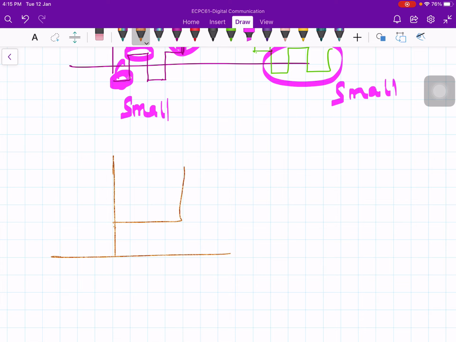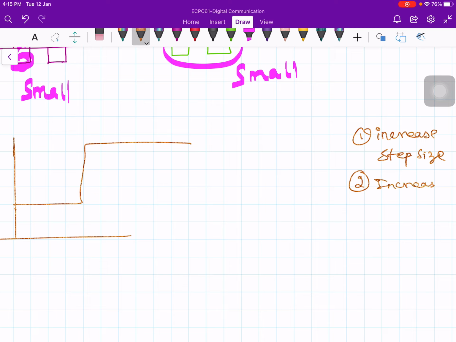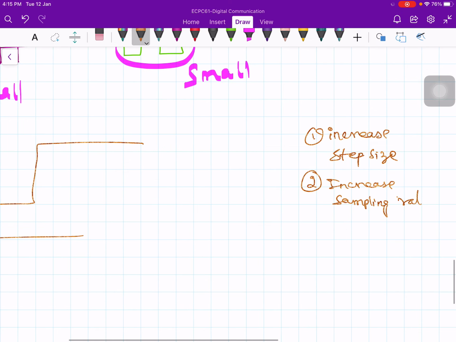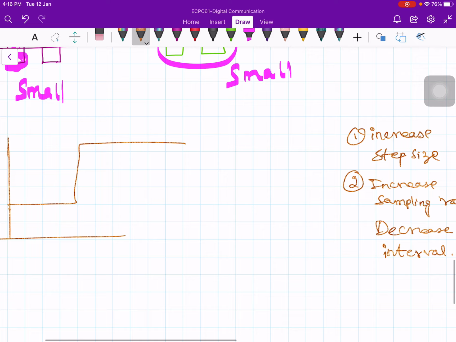Let me plot like this. What you do is increase the sampling rate. That means reducing the sampling interval. Let me write down here: increase step size, and then the second point is increase sampling rate. That means what? Increase sampling rate means decrease sampling interval. You take more number of samples for a given duration.